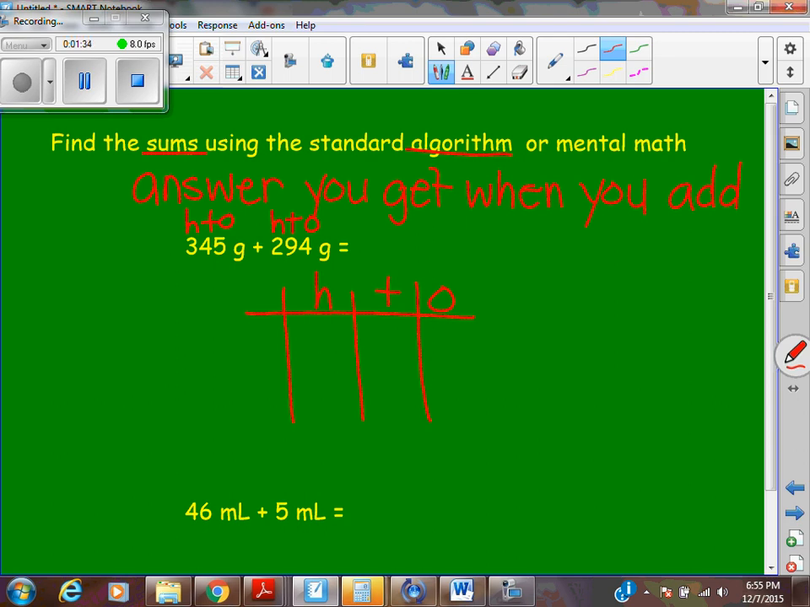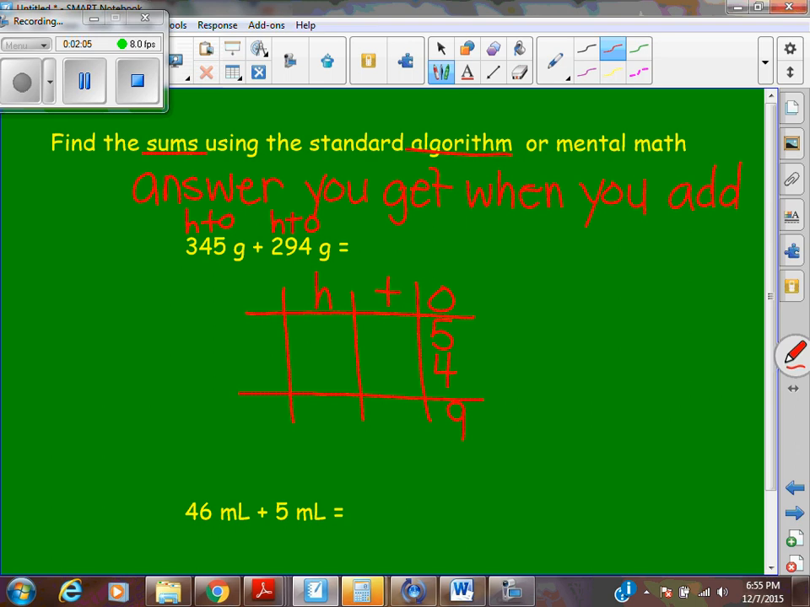Okay, so right now I'm going to start in the ones column. It really doesn't matter which end you start from. A lot of people like to start from ones because if they have to regroup, then they'll know ahead of time. But you really can start either way as long as you remember to regroup when you need to. So here are 5 ones, here are 4 ones. I can add that all together. 5 ones plus 4 ones give me 9 ones.